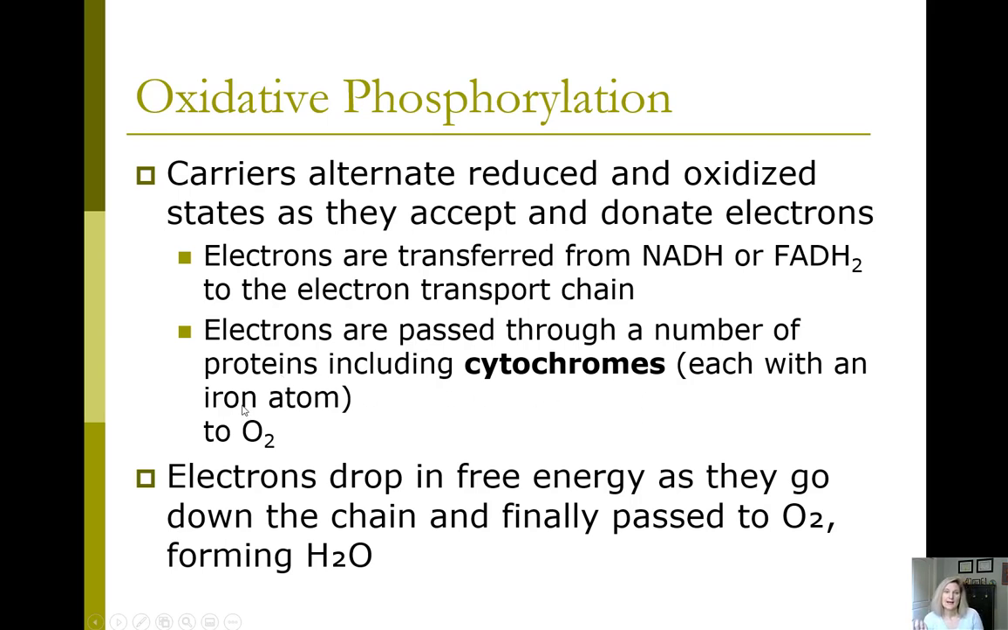And then finally, at the end of the electron transport chain, we have oxygen as the final acceptor of those electrons. So O2, the oxygen molecule, is going to be the electron acceptor. It's going to end up accepting those electrons as they drop through. So the electrons drop in free energy as they go, and they're finally going to pass to the electron acceptor, oxygen, to form H2O. All right.